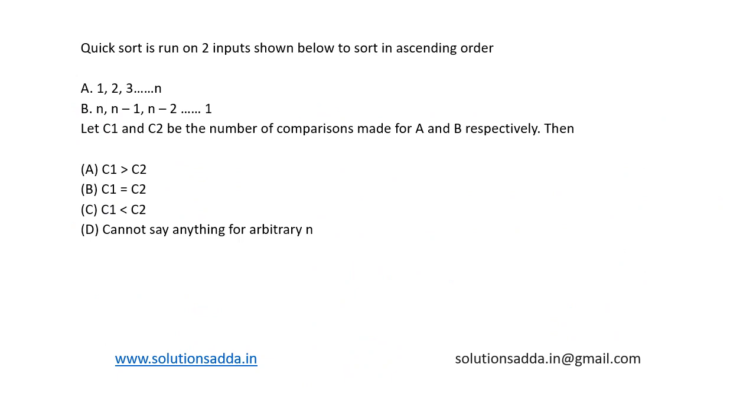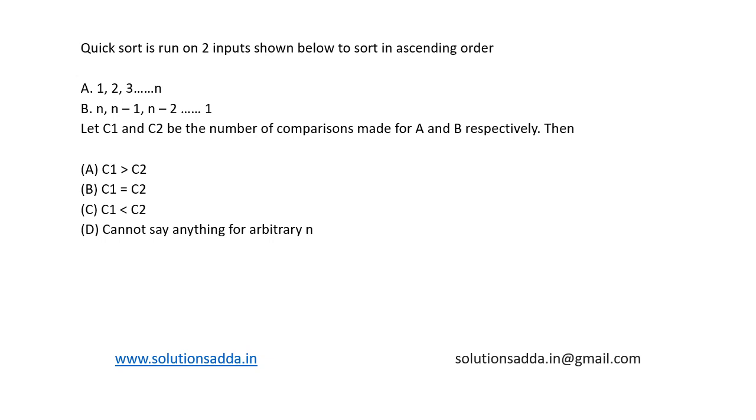This is a question from algorithms. Quicksort is run on two inputs shown below to sort in ascending order. The orders are A equal to 1, 2, 3 till n, B is equal to n, n minus 1, n minus 2, etc. till 1. Let C1 and C2 be the number of comparisons made for A and B respectively. Then four options are given.